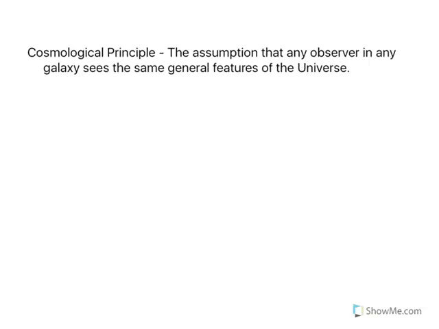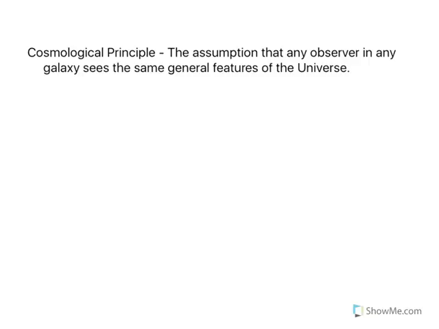Now let's turn to the cosmological principle. The cosmological principle is the assumption that any observer in any galaxy sees the same general features of the universe. In other words, the universe is uniform. And by uniform, we mean on large scales. So small irregular features may be there, but overall on large scales, all observers in all galaxies see the same general features of the universe.